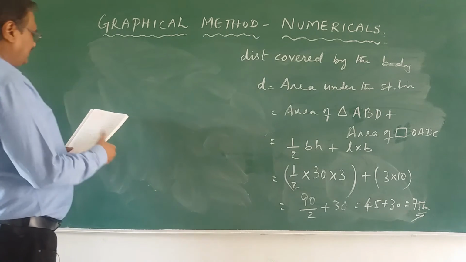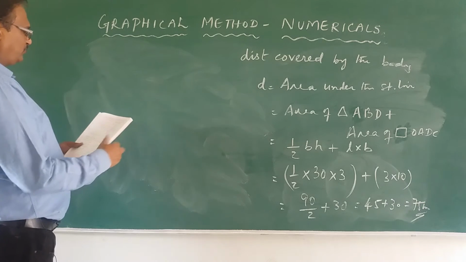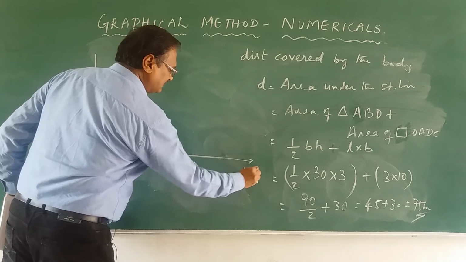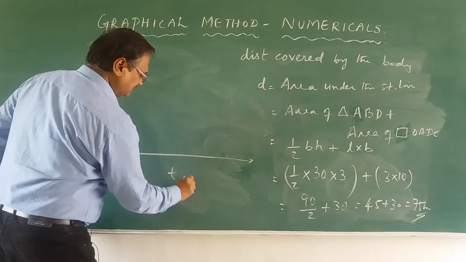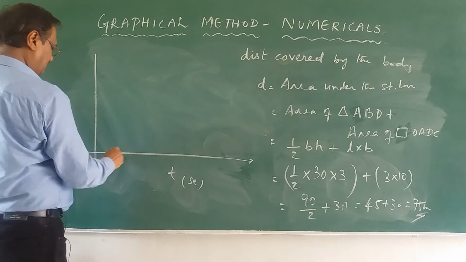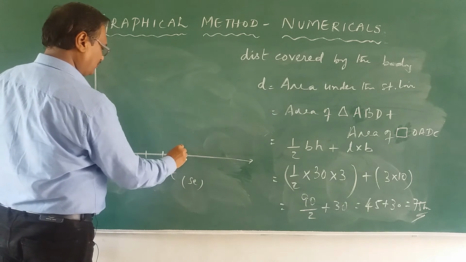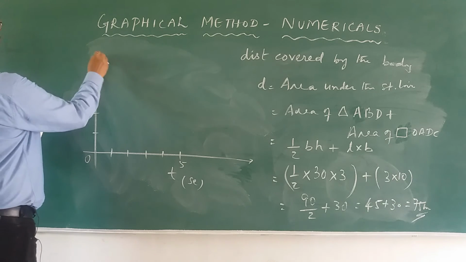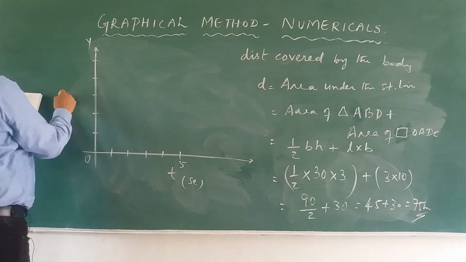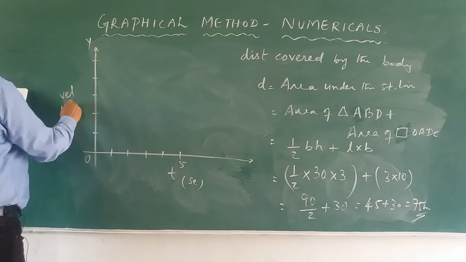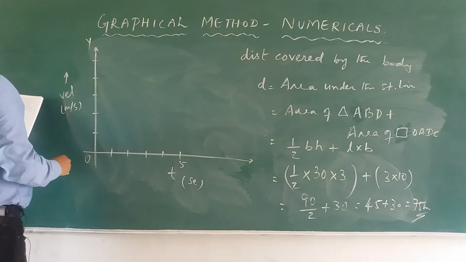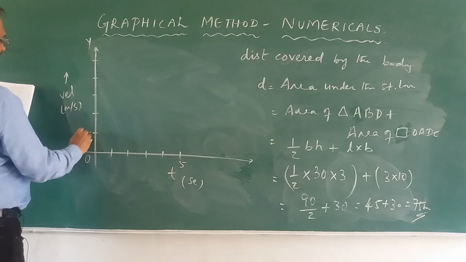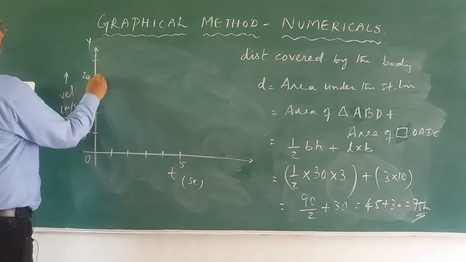See, a car travels with a uniform velocity of 20 meter per second for 5 seconds. Always the x-axis is time. Okay, this is in seconds: 1, 2, 3, 4, 5. And this is the y-axis. This represents the velocity in meter per second. We can take it like this: 5, 10, 15, 20.